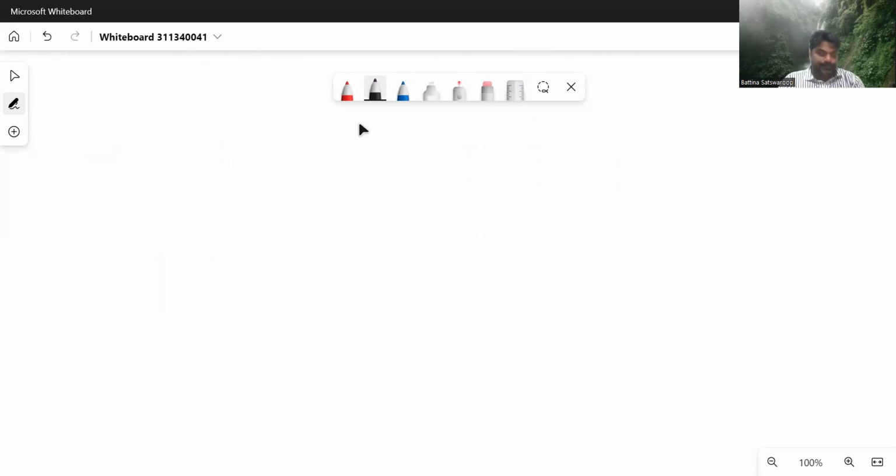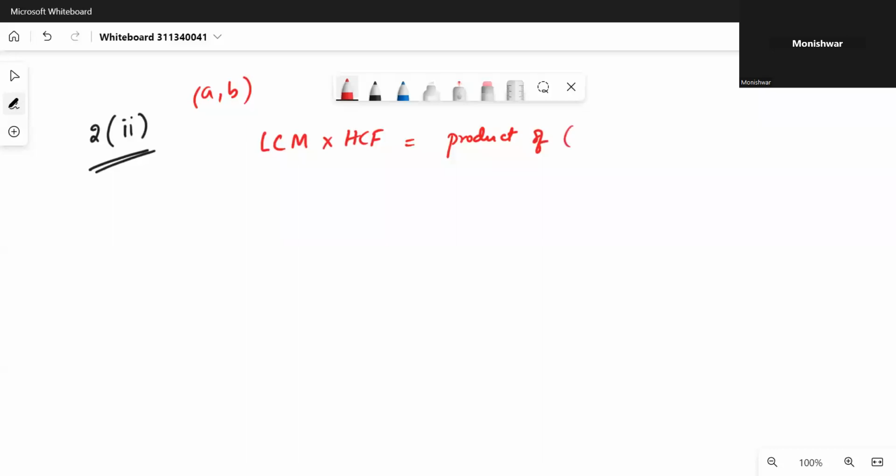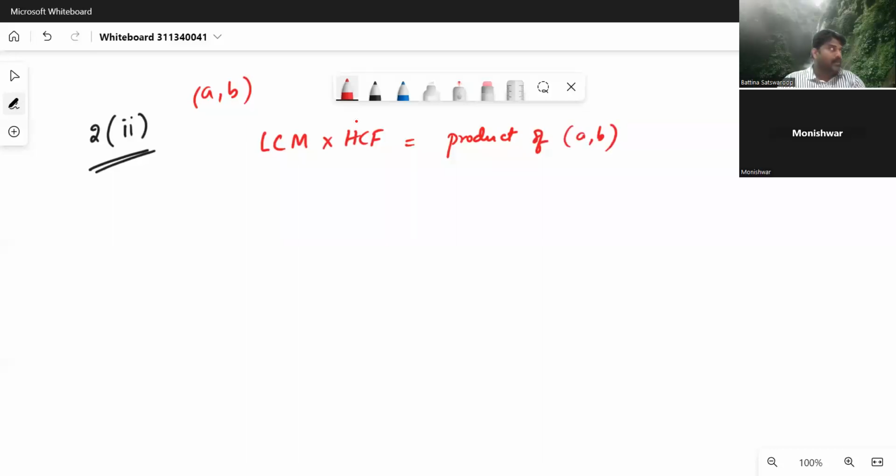Next question. In question number 2, see the second bit. What they are asking is to find the LCM and HCF of the numbers, and also to verify whether LCM into HCF is equal to the product of the given two numbers. One condition that you need to know always: let us say there are two numbers A, B. Then LCM of A, B into HCF of A, B will be equal to the product of those two numbers, or you can simply say product of A, B.